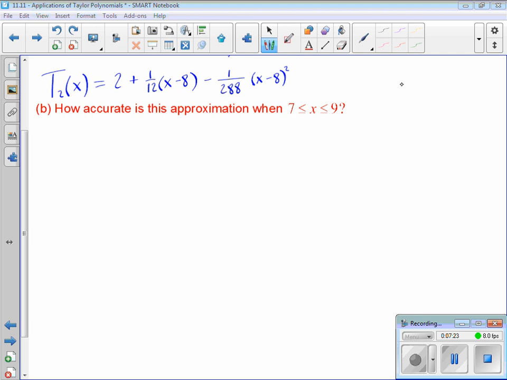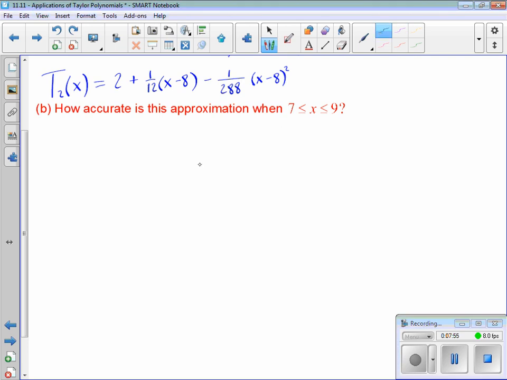Okay, so second part, how accurate is this approximation when we're just looking from 7 to 9? So isn't it centered at 8? Yeah. So from 7 to 9, it's probably decently accurate, right? If I widened that, and instead of from 7 to 9, it was from like 6 to 10, what would happen with that accuracy? It would be less accurate, right? So you have to take into account what that interval is when you're actually thinking of how accurate it is.